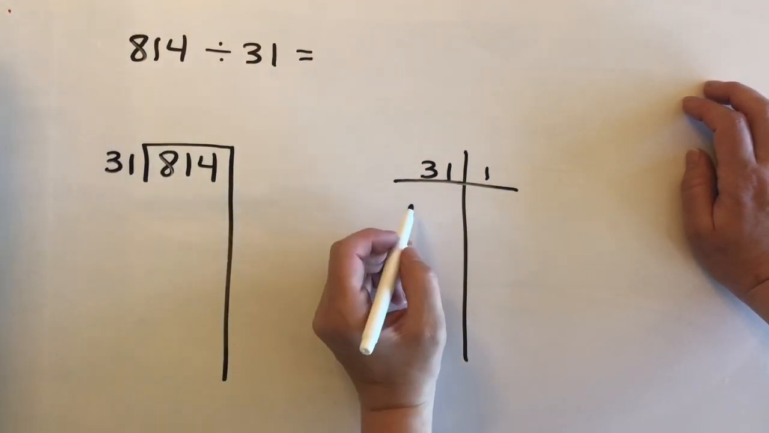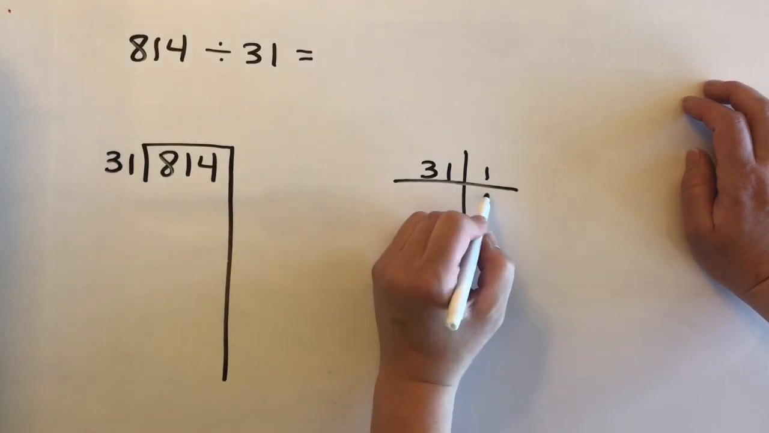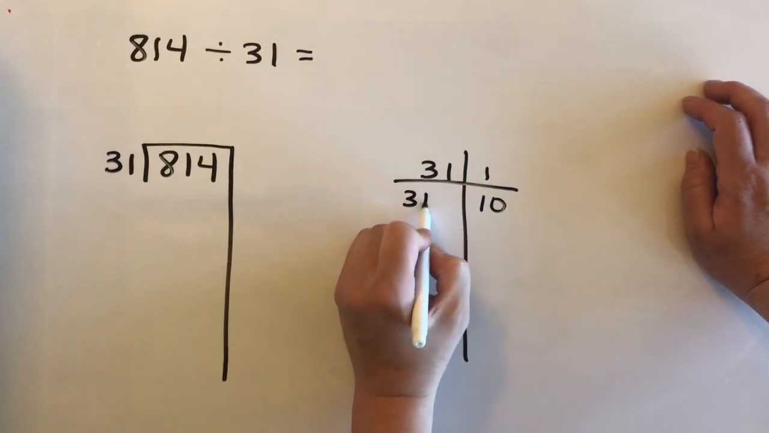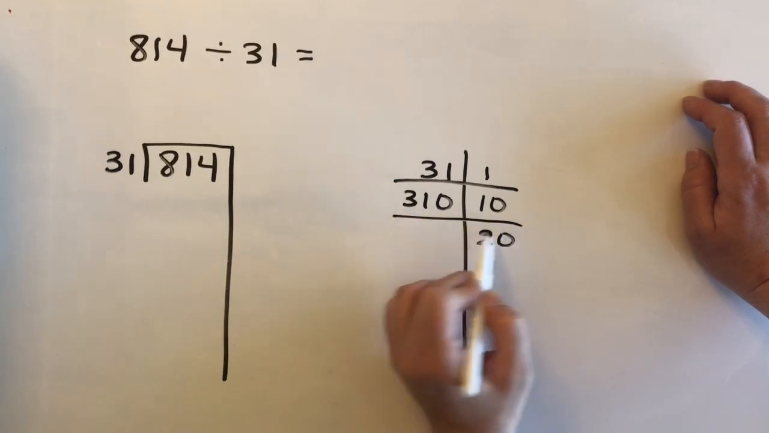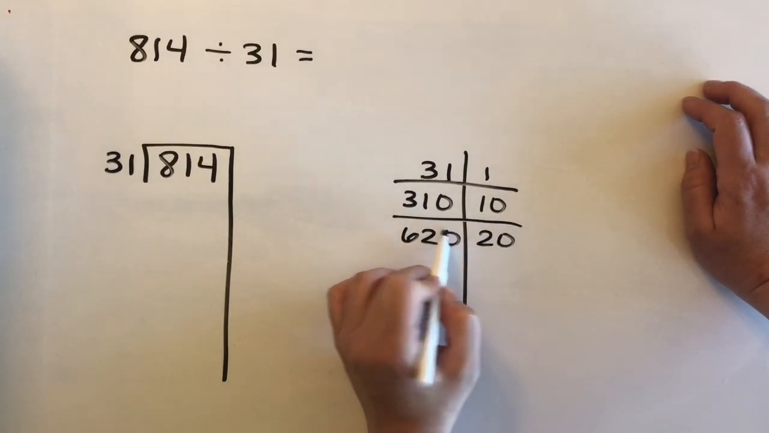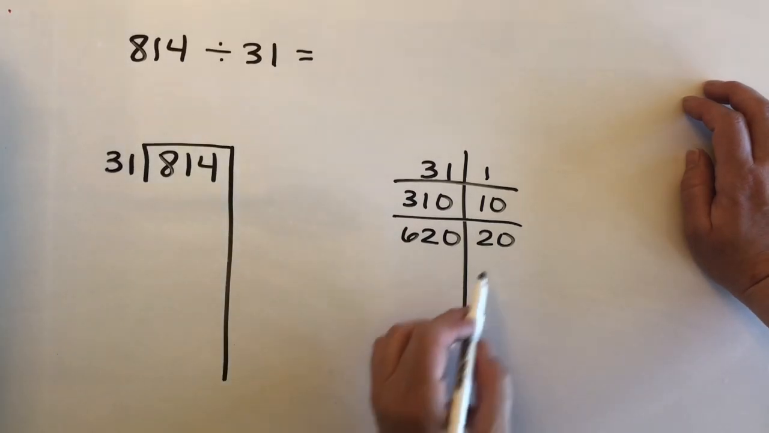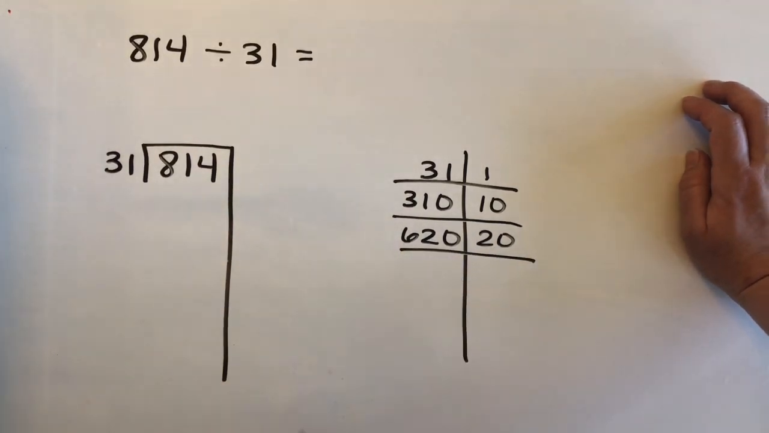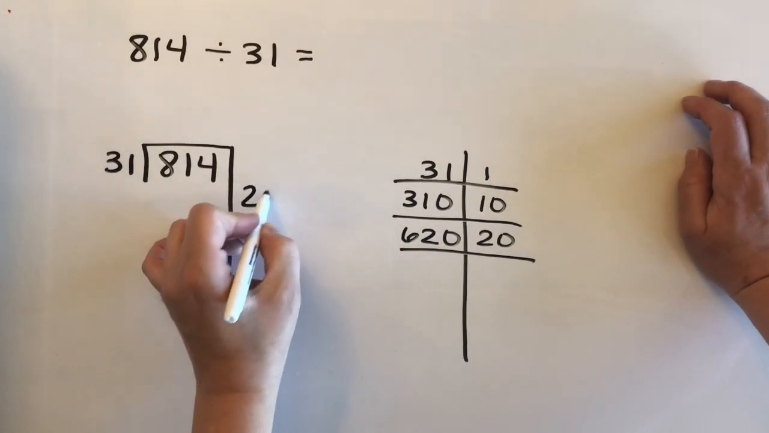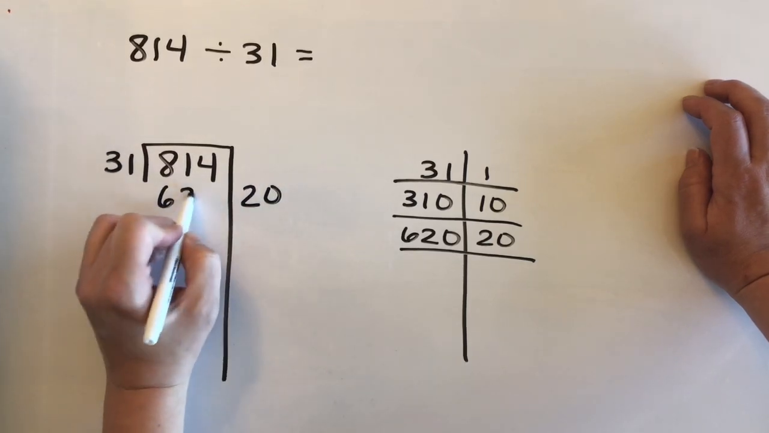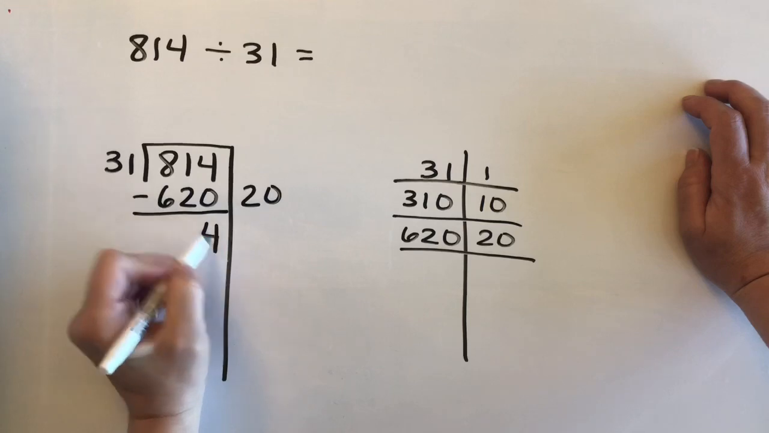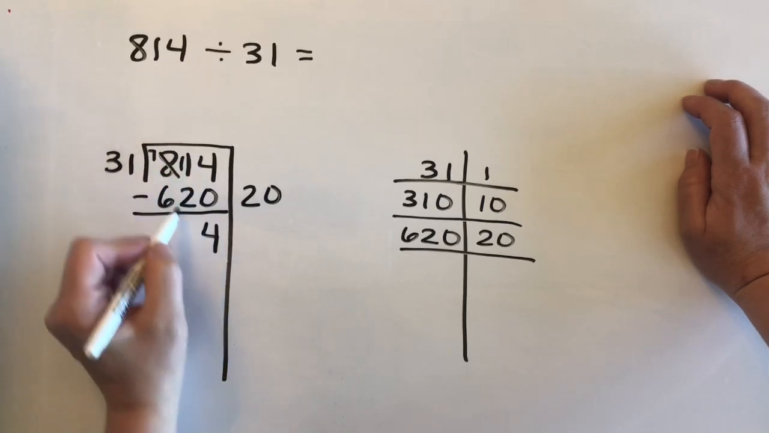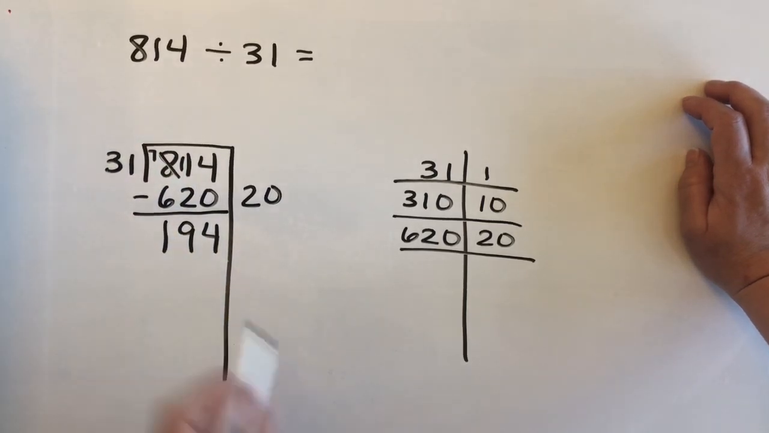I want to get closer to 814. So if I did 10 times that, it'd be 310. If I double this, let's do 20 groups, it'd be 620, which is getting me closer to this amount. And I can come back and add more if I need to. But let's start there. So we have 20 groups of 31, which equals 620. And we're going to subtract. And I get 194 left.